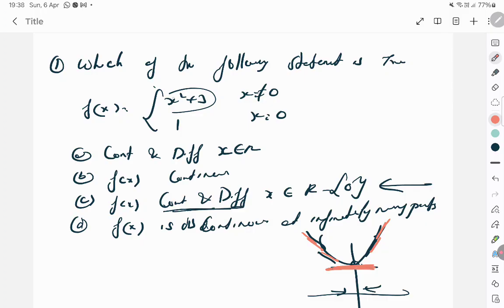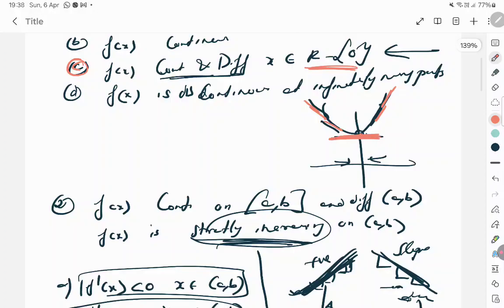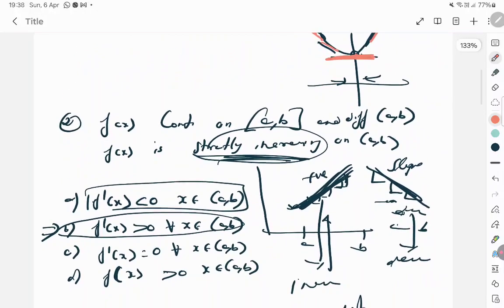So x square plus 3 is definitely an upward parabola, and you know at 0 it is definitely not differentiable. So it is continuous and differentiable for all real numbers other than 0. So option number C is the right answer. So draw the graph and see and justify an answer. So this is how a board paper will be. I am typically doing a board paper.